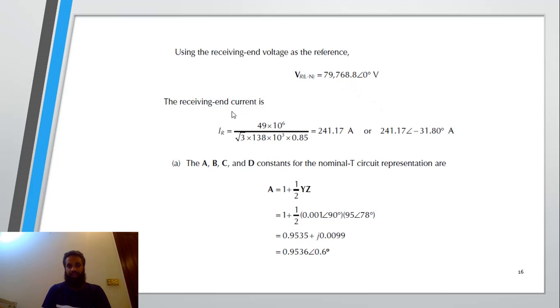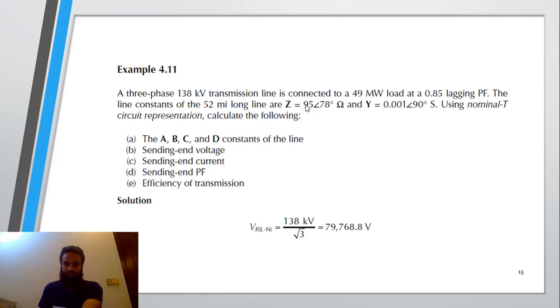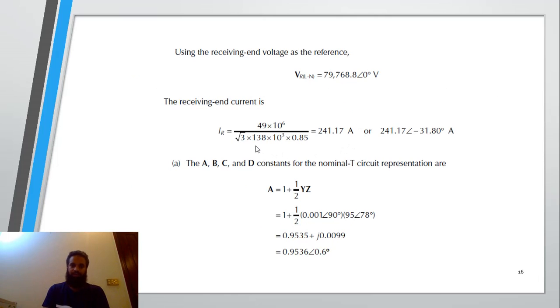So the receiving end current would be IR is equal to the power divided by the voltage into root 3 into power factor. The power is 49 megawatt, divided by the voltage into 0.85 into root 3. So overall current is this one, the receiving end current. And if you calculate the angle, we can take the inverse of this, and it is minus 31.8.